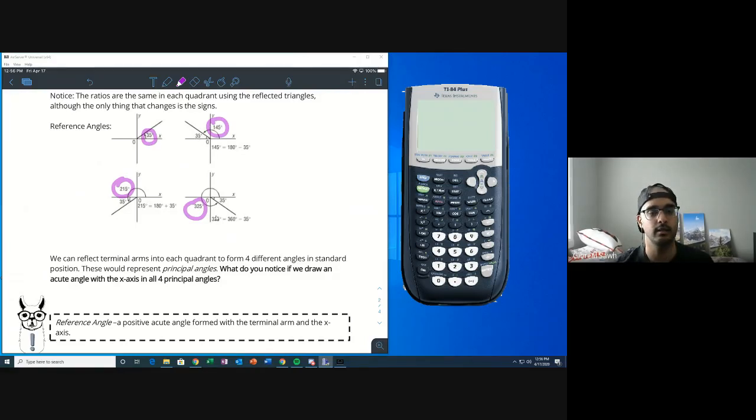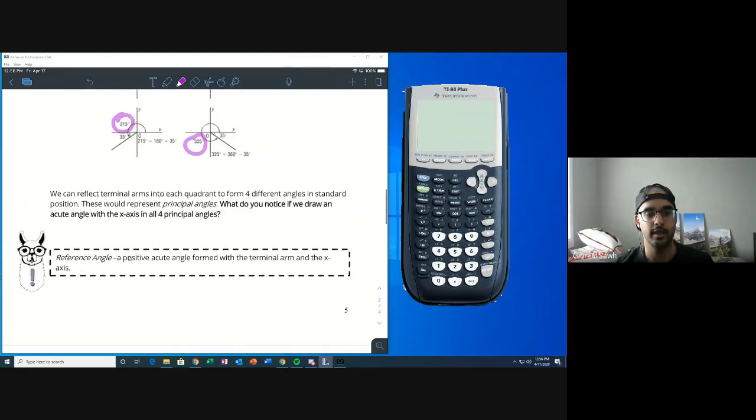Okay, we're going to get into that in a little bit. Those 4 different angles circled in purple would represent the standard position. We would call them principal angles as well. If we draw an acute angle with the x-axis and all 4 principal angles, that's going to give us that 35 degrees. That angle is the one that is on the terminal arm and meets the x-axis every single time. Terminal arm, x-axis, terminal arm, x-axis, terminal arm, x-axis, and all of those are 35.